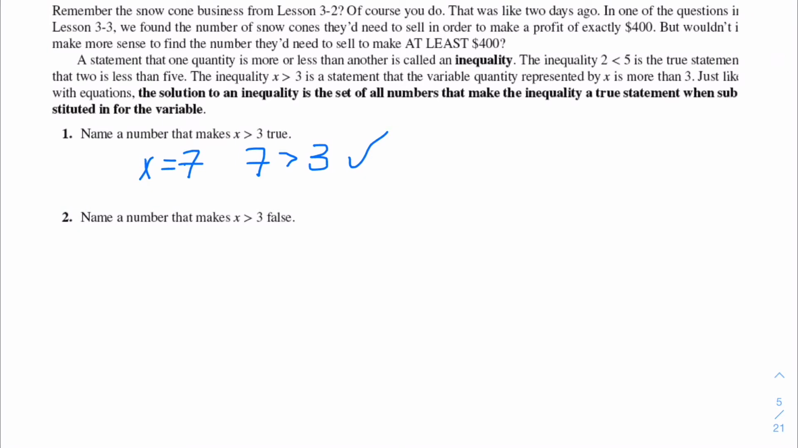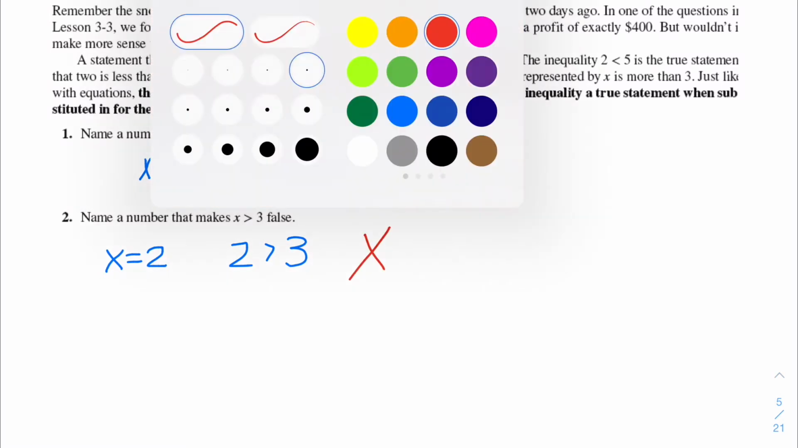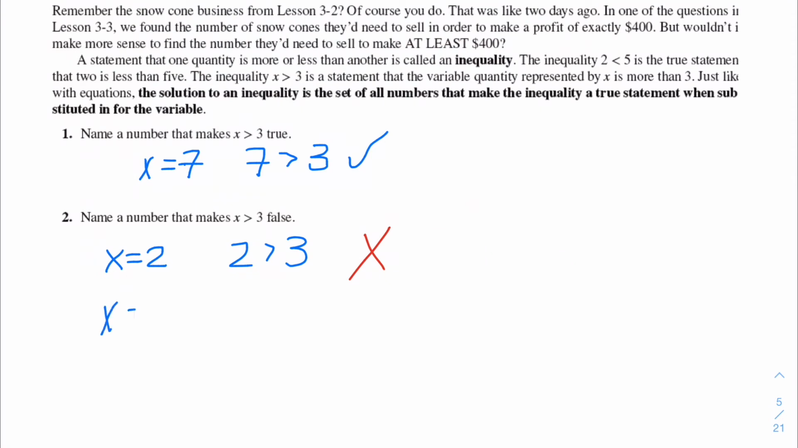If you want to pick a number that makes x greater than 3 false, you could pick 2. If you pick x to be 2, 2 is definitely not greater than 3. This is a false statement. You could pick something else. X equals 0 does not satisfy this inequality because 0 is definitely not greater than 3. These are both false statements, okay?